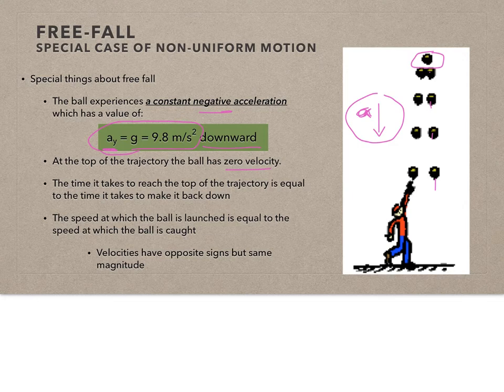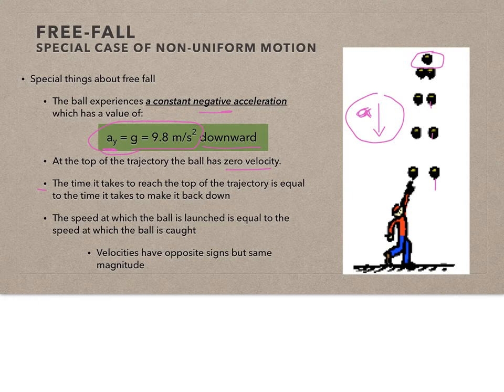And the next one says the time it takes to reach the top of the trajectory is equal to the time it takes to get back down to the same height. So if it takes 1.2 seconds to go from here to here, guess what? It takes another 1.2 seconds to get back to its exact same position before. All right, so it's symmetric in that way.